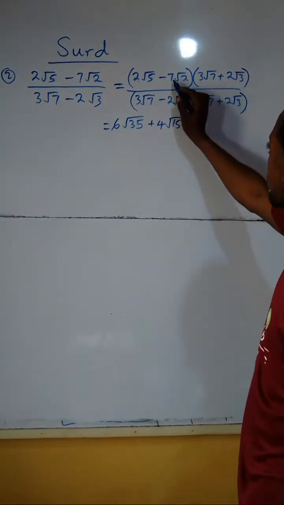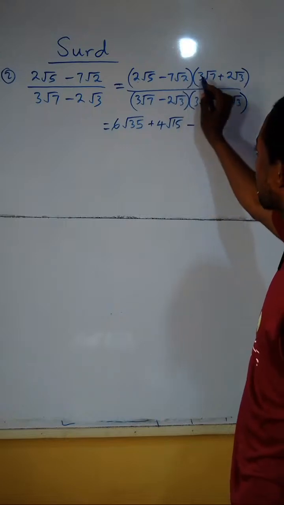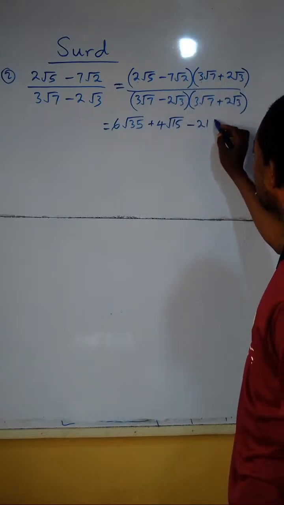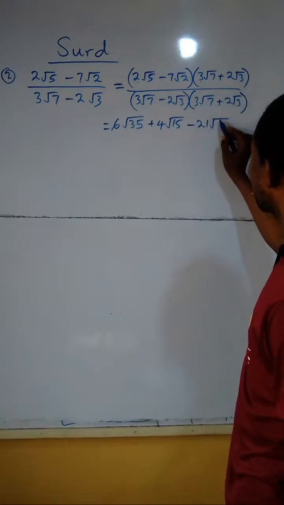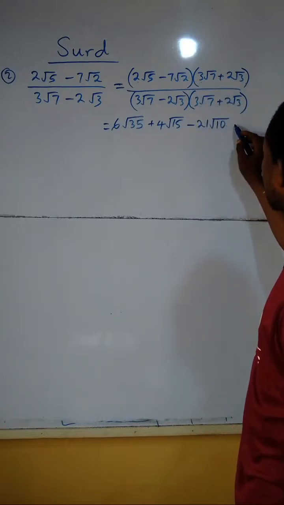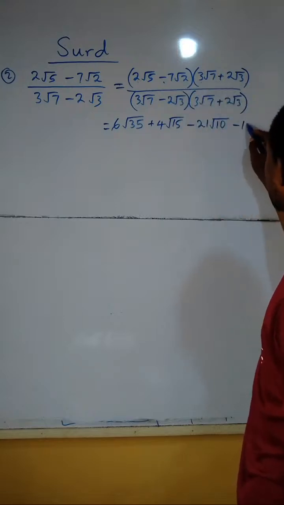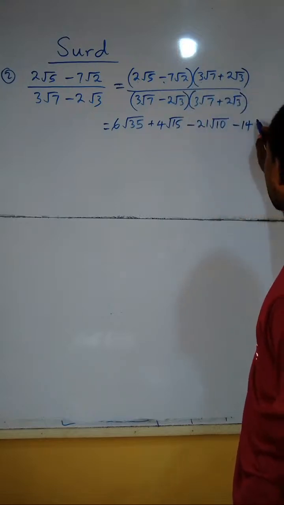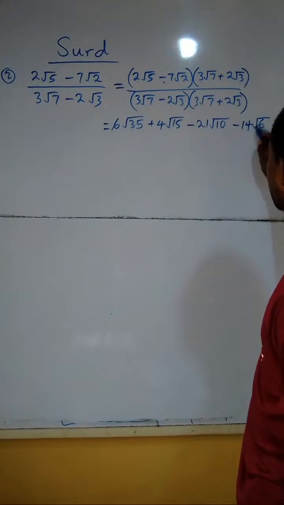That is, we have 7 times, that's minus 7 times 3, that's 21. Then root 2 times 7, that's 10. Then also minus times plus here is still minus. Then 7 times 2, that's 14. Root 2 times root 3, that's root 6 rather.